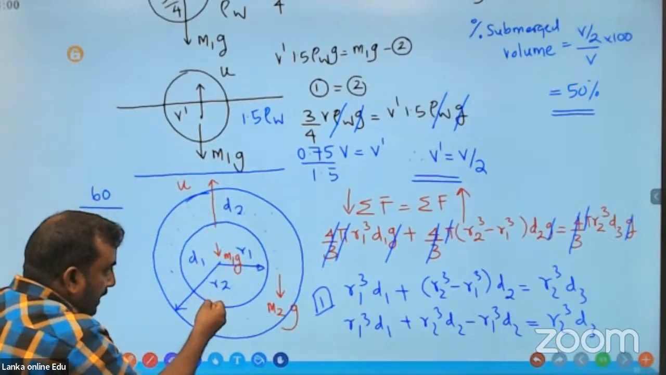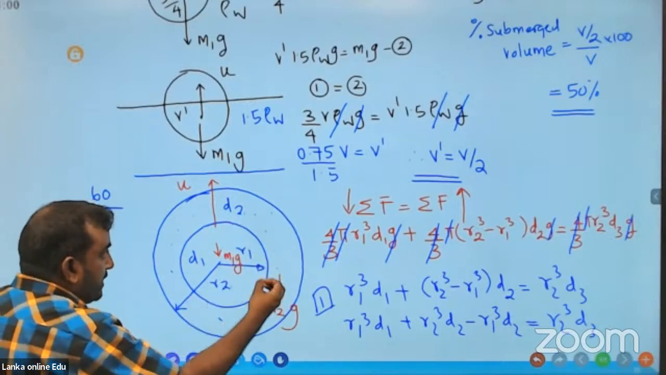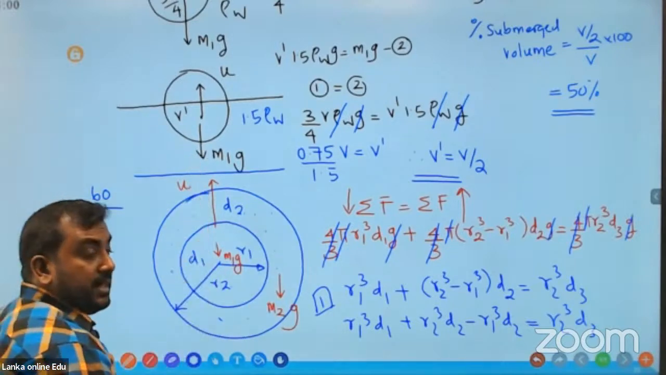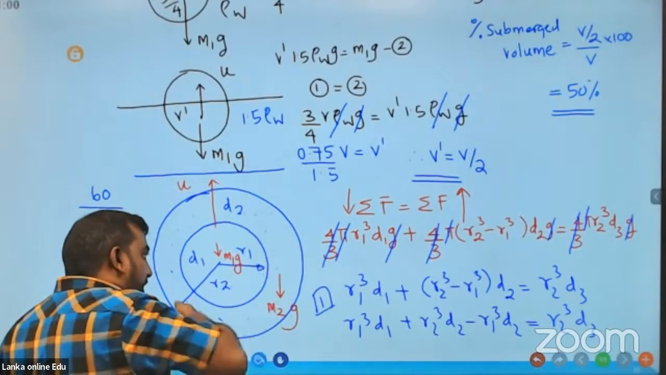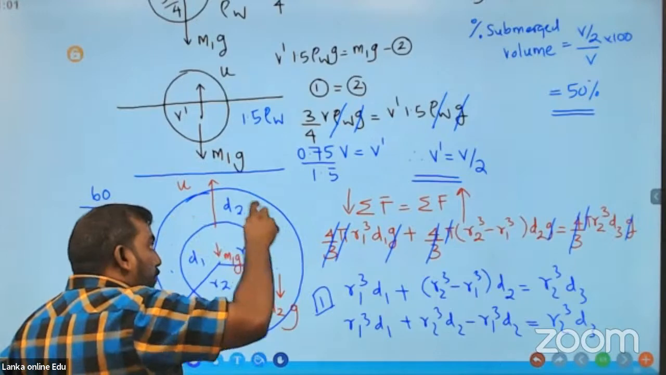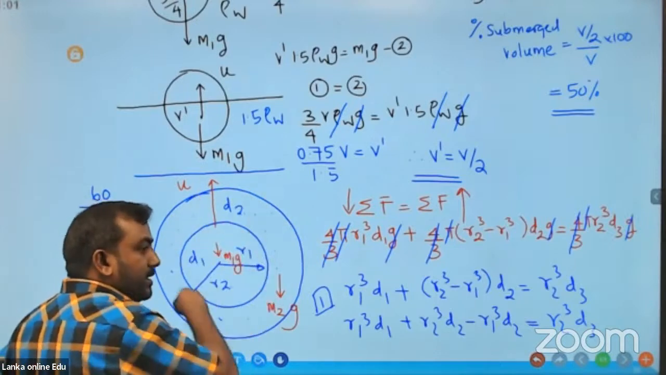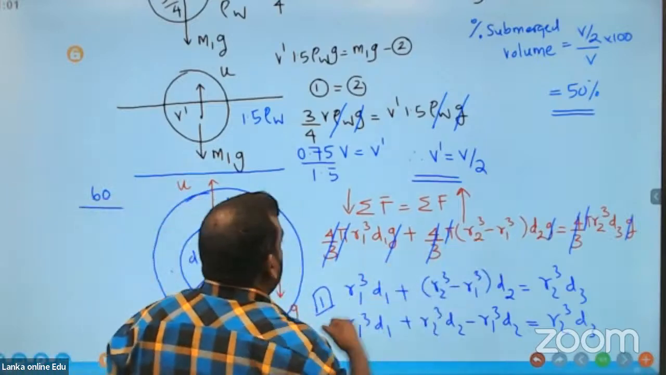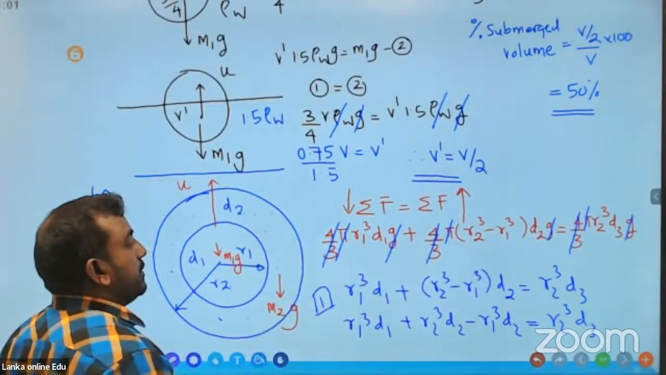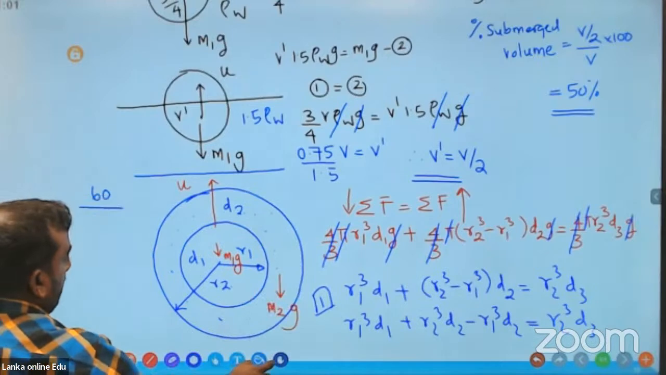Weight of this part is downwards, weight of that part is downwards, that is balanced by upthrust. Remember, this part has a different material weight, this part has a different material weight. How do you find this volume? Bigger volume minus the smaller volume, into density into g. Right? From there you have your answer.